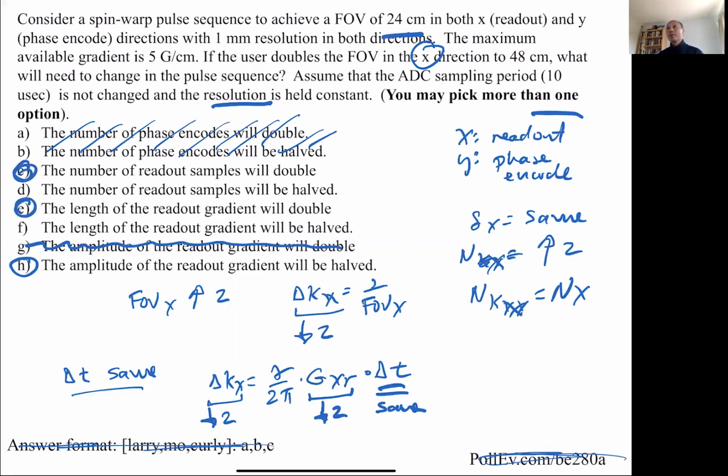So this is an example where you look at the FOV, and from that you can look at different parameters such as delta kx, and then the gradient amplitude. Are there any questions on this? There'll be similar questions on either upcoming quizzes or homework. So if you have any questions, now is the time to ask. Okay, I'll assume everyone's okay with that, and move on.